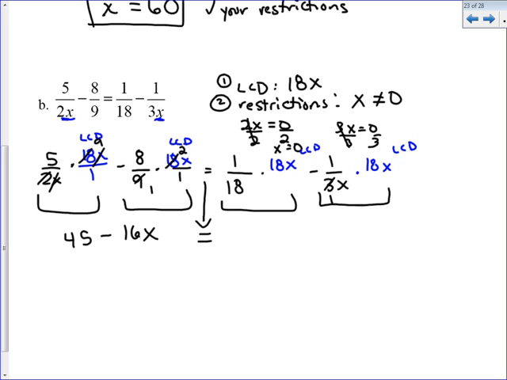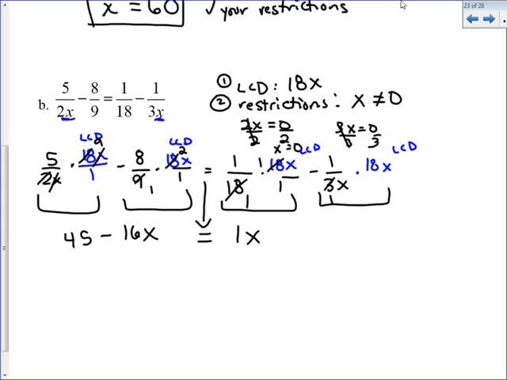And now I have 1 over 18 times 18x. Again, we can put that over 1 if we want. What's going to cancel? 18. So 18 into 18 once, 18 into 18 once. So I have 1 times 1 times x is 1x. You could also just write x. 1x and x are the same. But I found people like the 1 there.